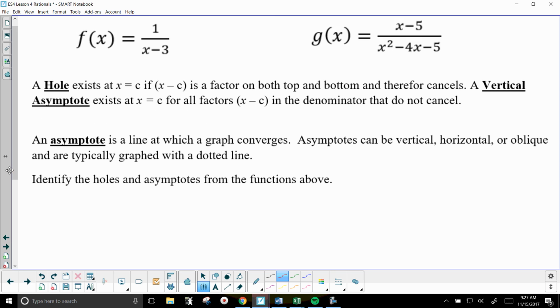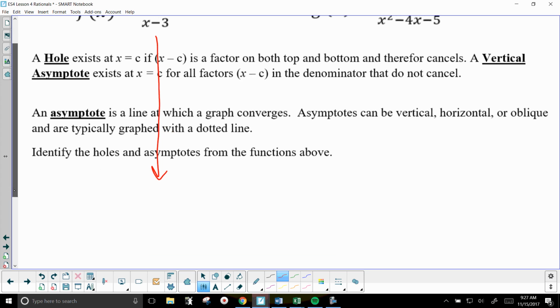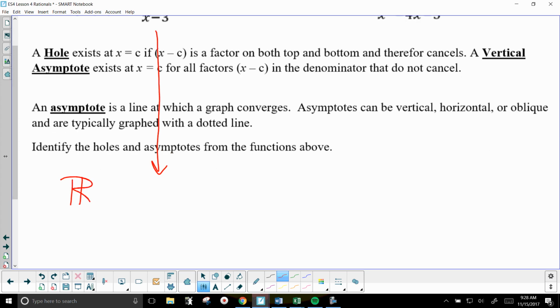Oh yeah, from the ones above. So these are the ones we just did. So let's identify. Just a second ago we said the domain was all real numbers, but x not equal what?